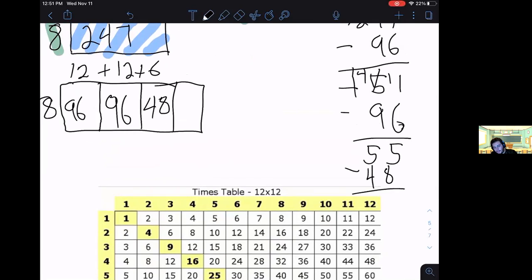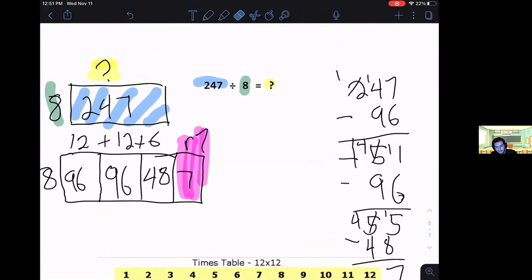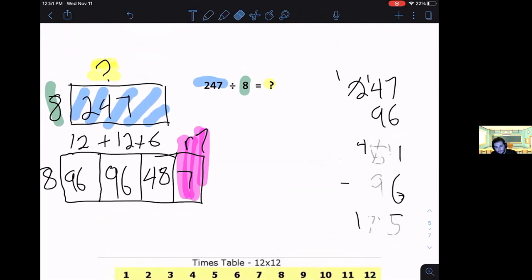55 minus 48 gives us 7. 007, if you will. So we have 7 left. And 8 will not go into 7, so we know that's remainder 7, which we will highlight in pink so we don't accidentally add it up. So we have 12 plus 12 plus 6. So let me go ahead and erase this here because we've already done what we needed to do with that.